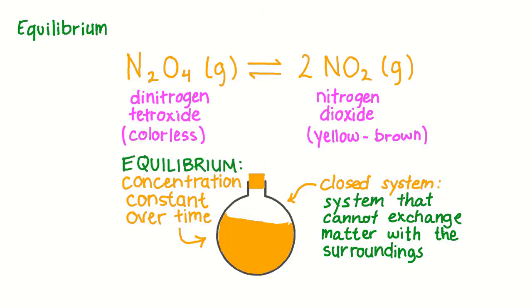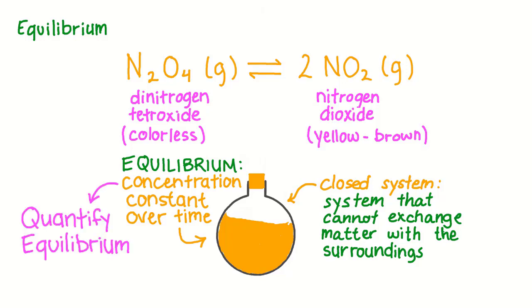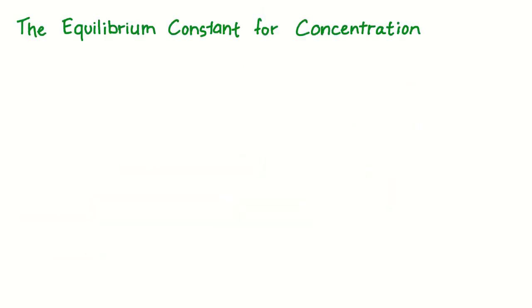At this point, we know that equilibrium has been reached, because for any reaction occurring in a closed system, equilibrium is reached when the concentration of our products and reactants are no longer changing. Because the concentrations of our reactants and products are constant at equilibrium, we should be able to use these constant concentrations to somehow quantify equilibrium for a reaction. Quantifying equilibrium is exactly the job of the equilibrium constant.